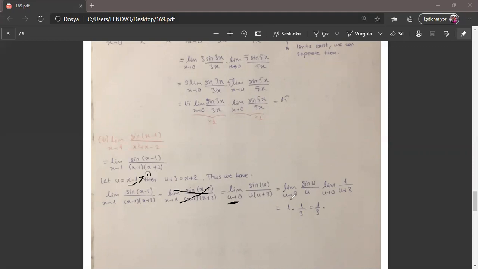So we have sinus u over u times, we separate the limits because we know they both exist. This we know by theorem, it exists. And this, it's obvious if we put u equals to 0. So we separated them. Now we have by the theorem 1 for this part. And for this one we just put u equals to 0 and get 1 over 3. So finally we get the conclusion. We get the answer.